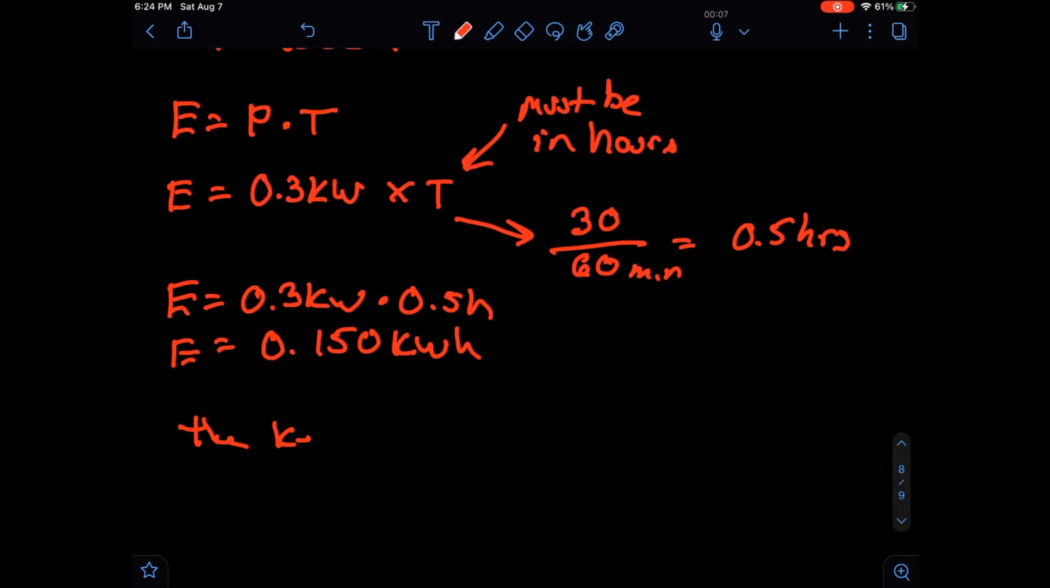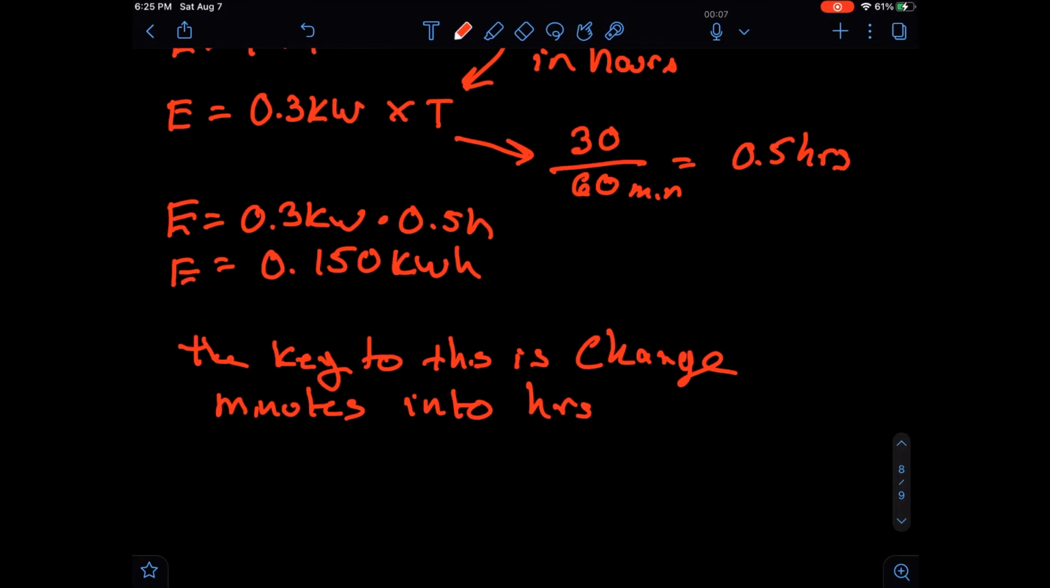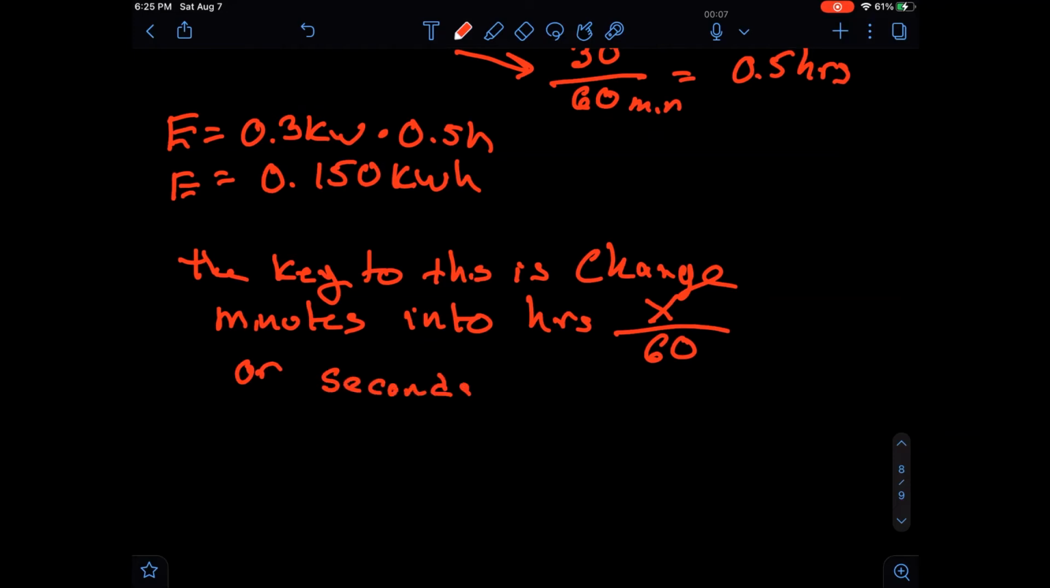So the key to doing this is, if you don't have full hours, figure out what your minutes are in hours, which is essentially x divided by 60, or you can do seconds, which is x divided by 3,600. That puts everything into hours.